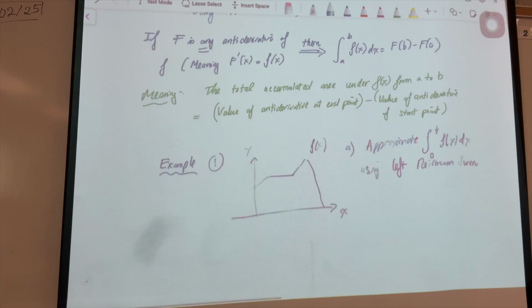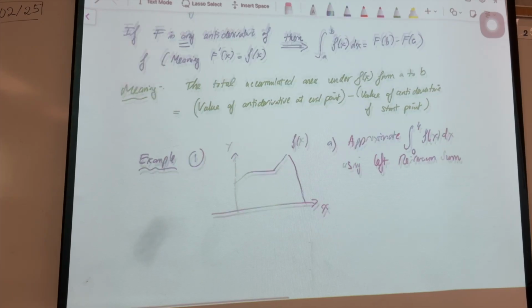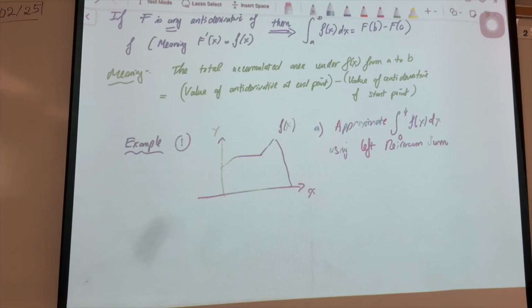Okay, so you're good about this. How do we approximate it using the left Riemann sum? I don't know my left and right. Did anyone still remember the left Riemann sum? The left one is from this side. So what should we do first?